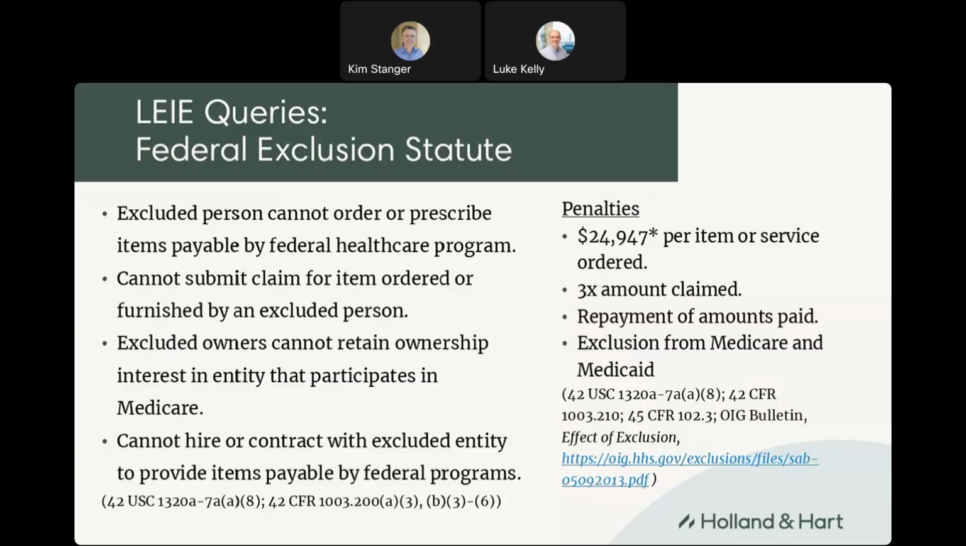Not only that, but you can't submit a claim for any item or service furnished by an excluded individual, and you cannot even hire or contract with an excluded entity. If you do so, then you have to repay the money that was provided improperly. You can get hit with civil monetary penalties of about $25,000 per item or service, treble damages, exclusion from Medicare or Medicaid. So the bottom line is you want to make sure that you're not letting excluded persons on your medical staff, or contracting with these excluded individuals, to avoid any of those penalties.